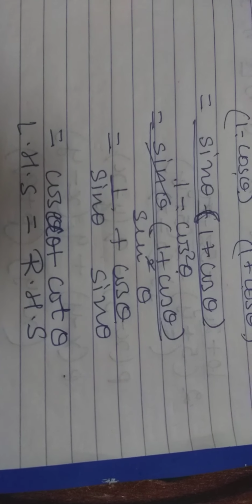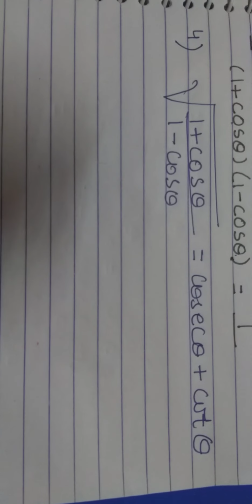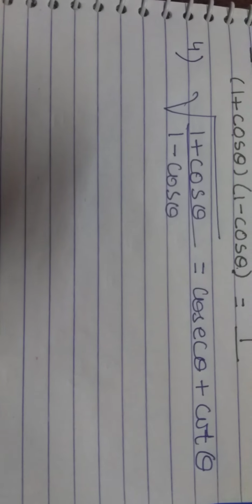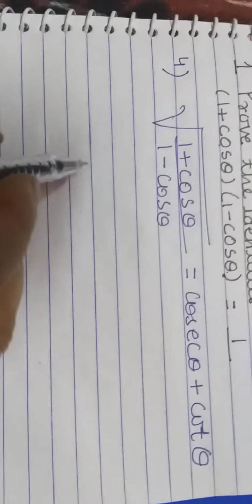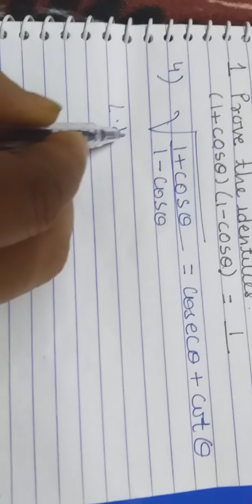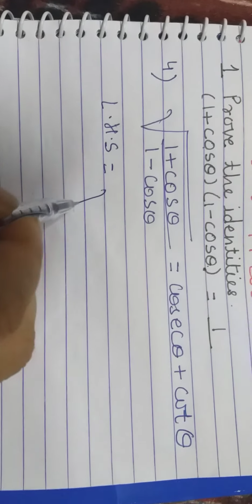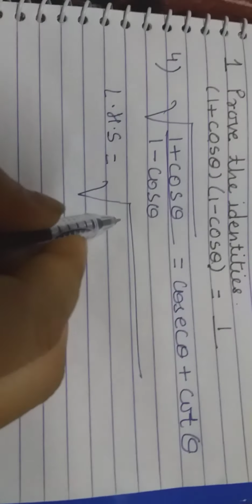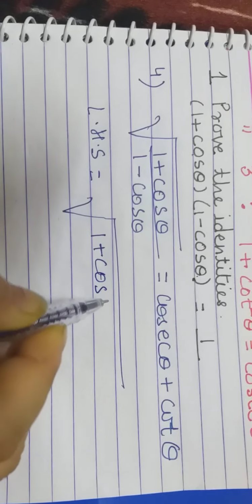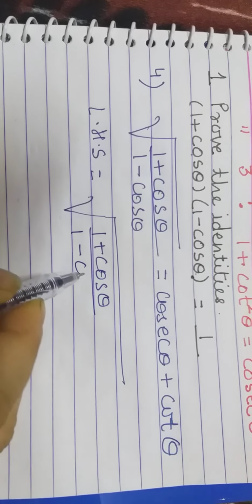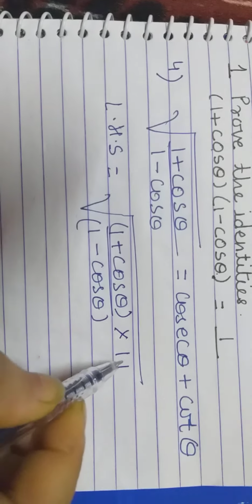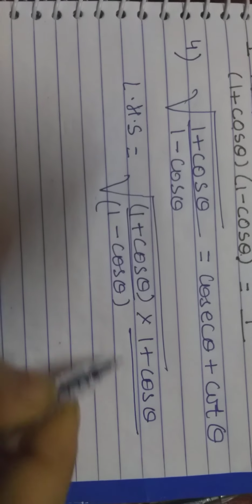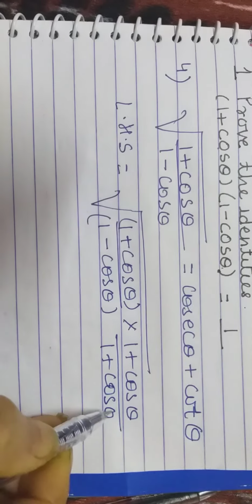Okay. Now let me do more examples for you. Now it is root of (1 plus cos theta upon 1 minus cos theta) equals cosec theta plus cot theta. So let me take the left hand side. Again here, what am I going to do? I will rationalize the denominator, which is 1 minus cos theta. So I'll rationalize it with 1 plus cos theta upon 1 plus cos theta.